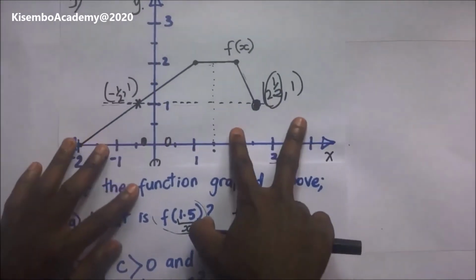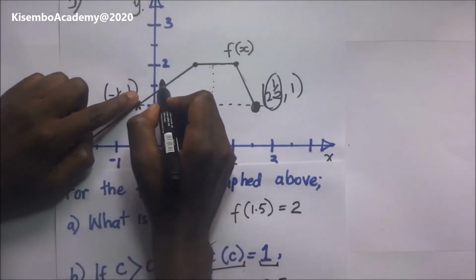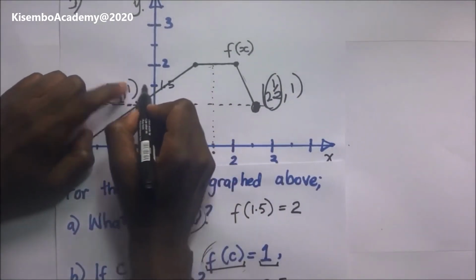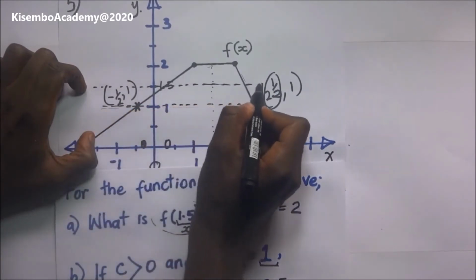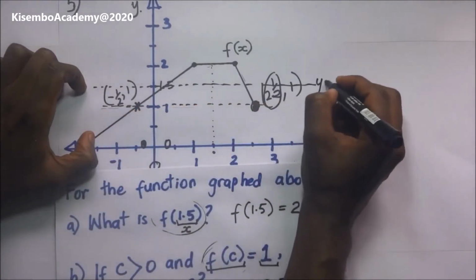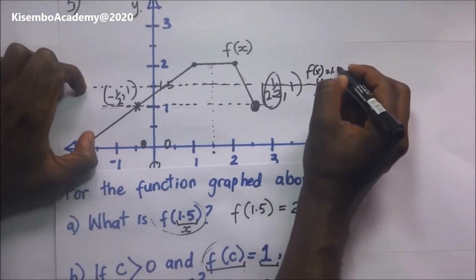So we shall come here and look. Our value of y equal to 1.5 is right there. 1.5, this is the value. 1.5, this is the line. Y is equal to 1.5, or call it f of x is equal to 1.5. This is the line.